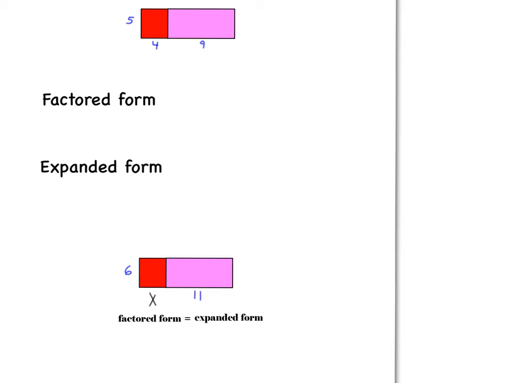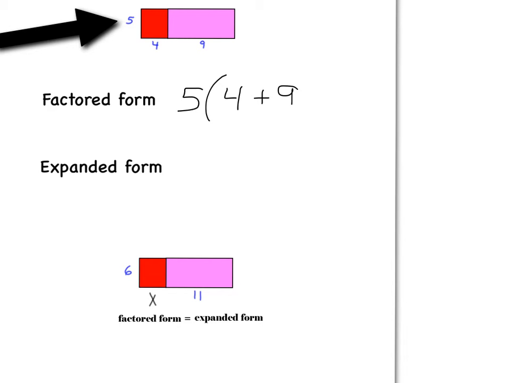So if we think about the factored form here in our lovely drawing, take a look at the dimensions here. The width is 5. And when we're talking about the factored form, the length is going to be 4 plus 9. So that's the factored form, and it really is just using the dimensions of the rectangle. If we want to talk about the expanded form, we're going to be talking about the sum of the areas.